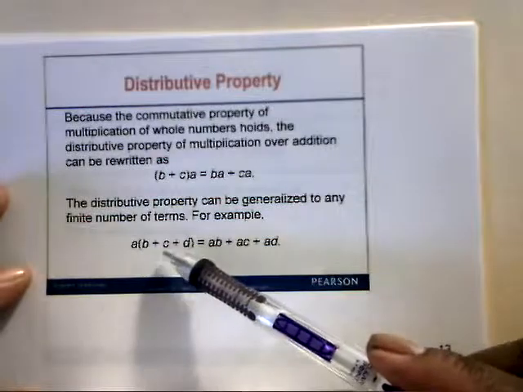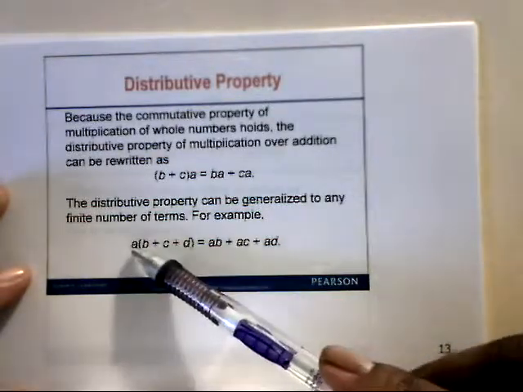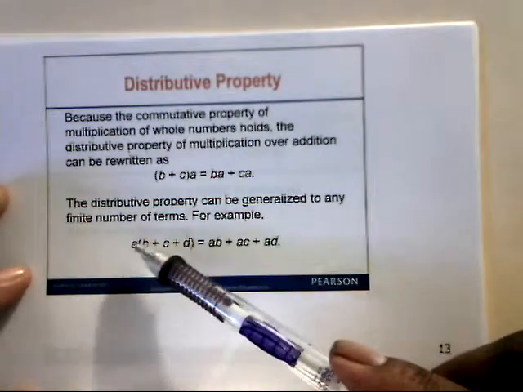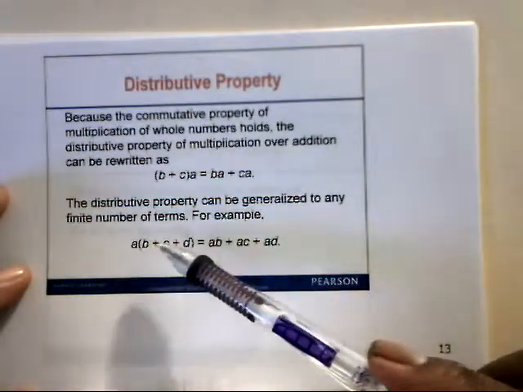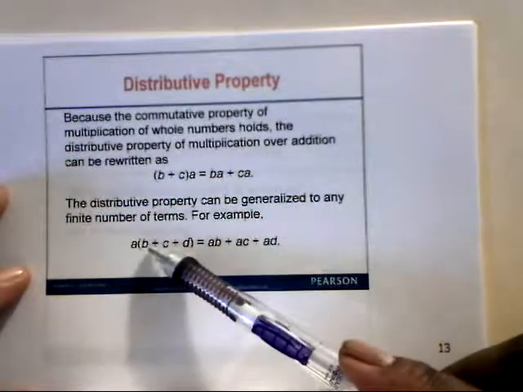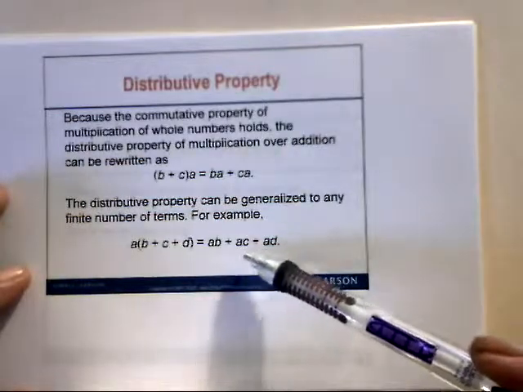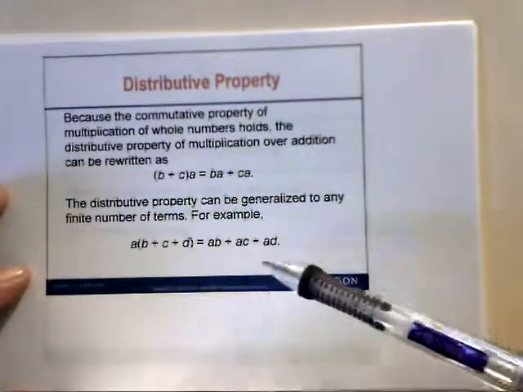That means if I have B plus C plus D in the parentheses, and that sum is going to be multiplied by A, I'll distribute the A over each and every term inside the parentheses. So you'll have A times B, that's AB, A times C, will be plus AC, and then A times D, which will be plus AD.